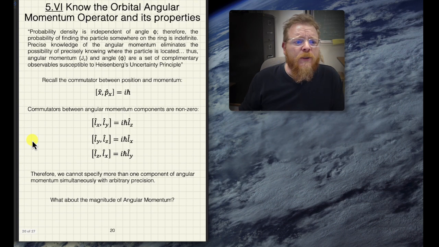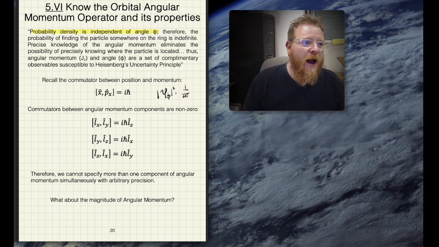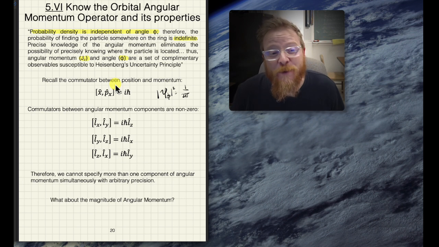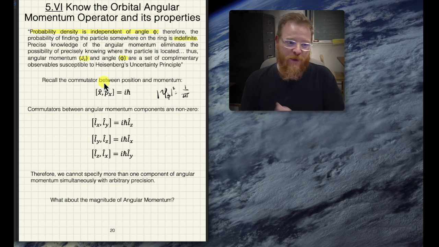Okay. So I want to take us back to our finding from the particle on a ring model, which was that probability density is independent of angle phi. If you recall, that came from taking the square modulus of the particle on a ring wavefunction, and we just got a constant from that. So the particle's position on the ring is indefinite. Therefore, angular momentum and angle make a set of complementary observables subject to Heisenberg's uncertainty principle. So we're going to have to deal with that.